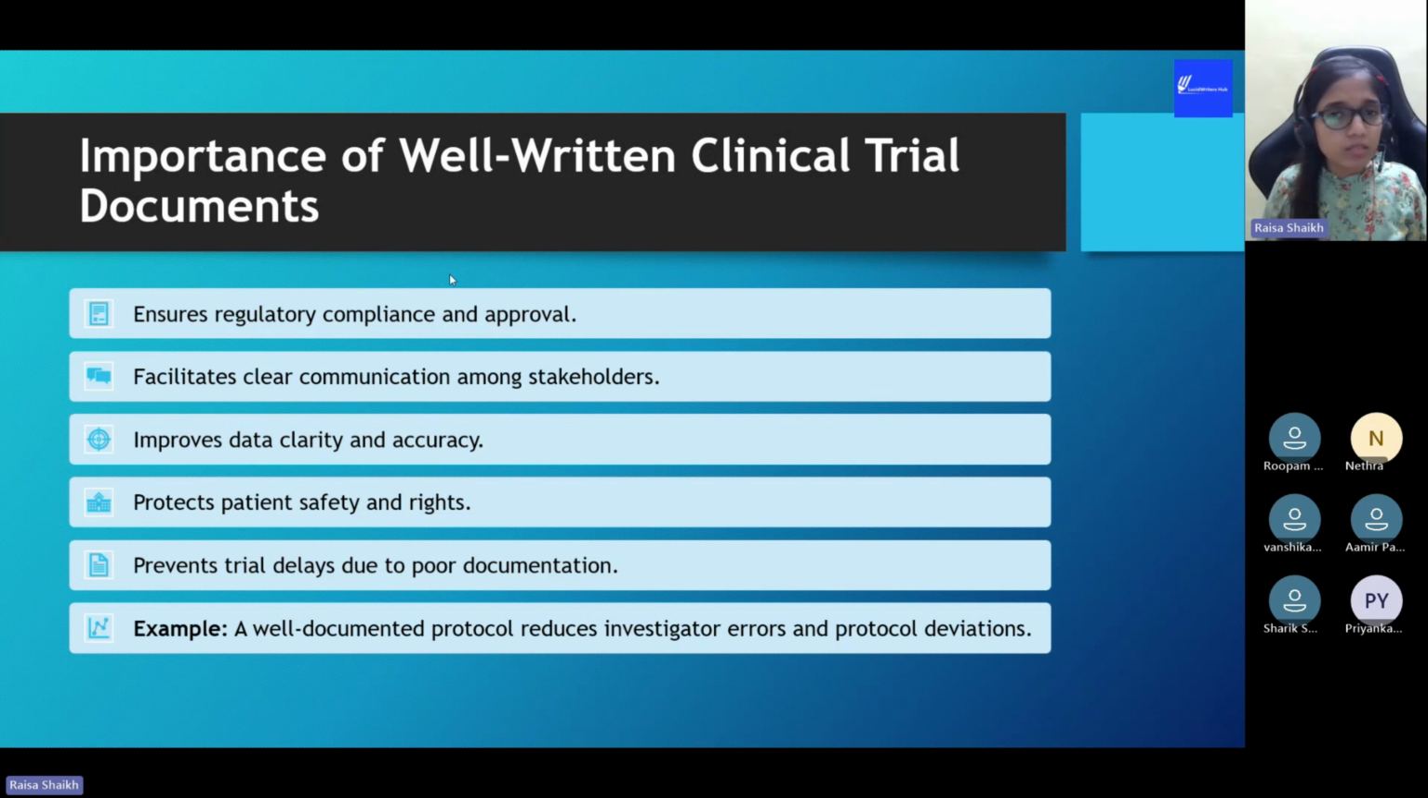Similarly, if we make a minor mistake in any other document, like the informed consent document, we will have to create another version of it, and the entire process, like submission, takes a lot of time. Then our study gets delayed, and the product also gets delayed from coming into the market and helping people cure their diseases. So a well-documented protocol reduces investigator errors. Just like I said, if it is clear, then there won't be any errors and there won't be any protocol deviations.